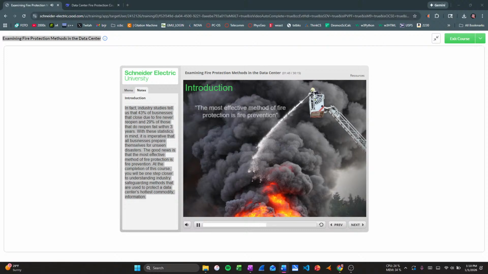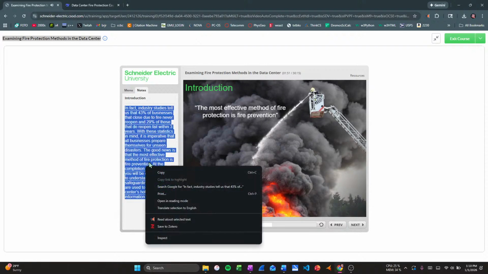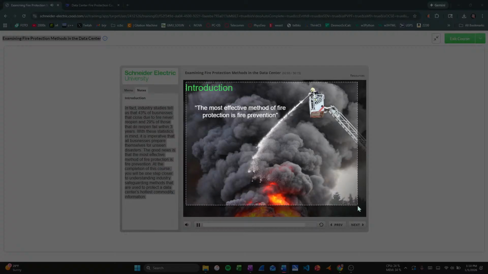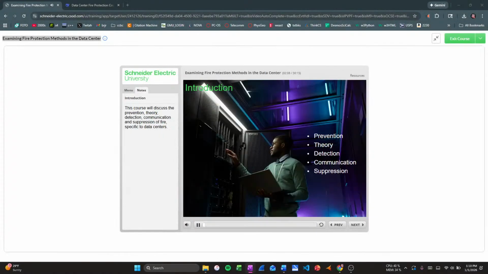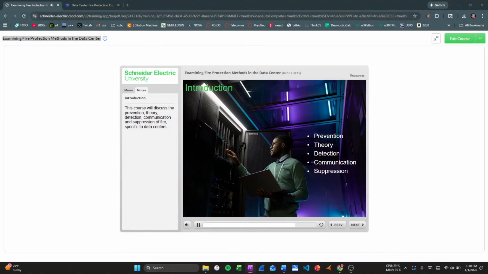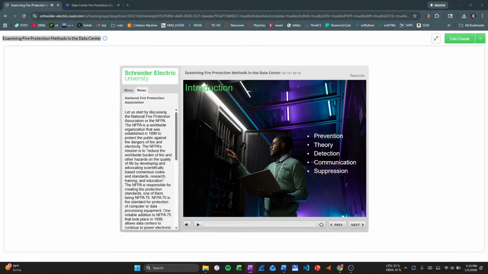The good news is that the most effective method of fire protection is fire prevention. At the completion of this course, you will be one step closer to understanding industry safeguarding methods that are used to protect a data center's hottest commodity, information. This course will discuss the prevention, theory, detection, communication, and suppression of fire specific to data centers.